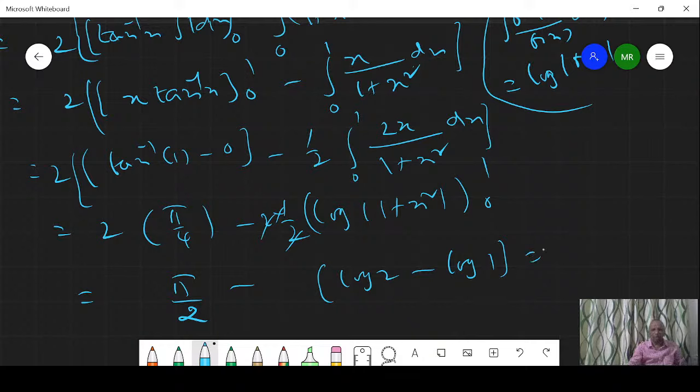Log 1 will be 0. Answer will be pi by 2 minus log 2. Since log 1 is 0, that will be your answer. Pi by 2 minus log 2. Pi by 2 minus log 2 it comes. Correct. Pi by 2 minus log 2.